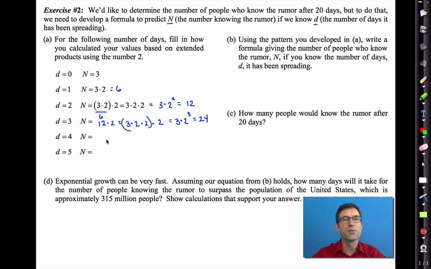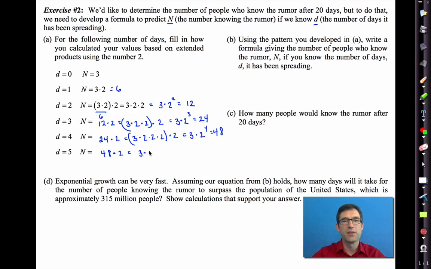Day 4, you probably see what's going on. That's going to be that 24 times 2, but that 24 was 3 times 2 times 2 times 2, then times 2 again. So 3 times 2 to the 4th, or 48. Day 5, well, that's going to be that 48 times 2.